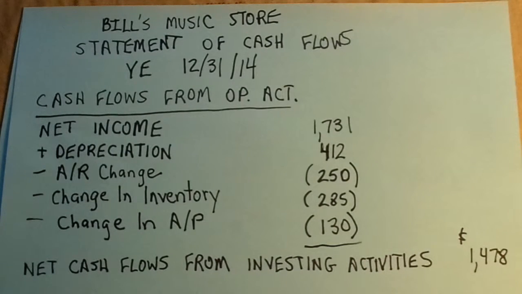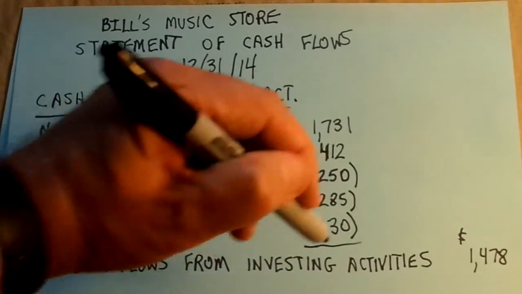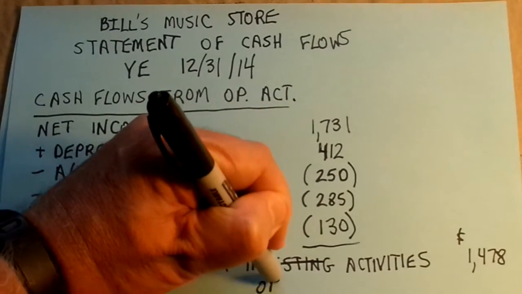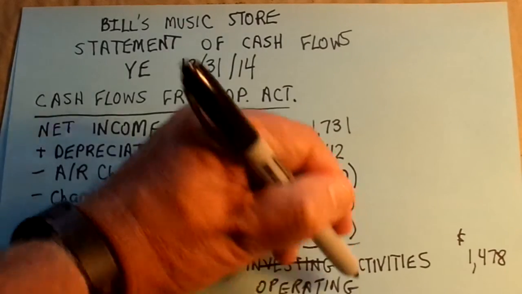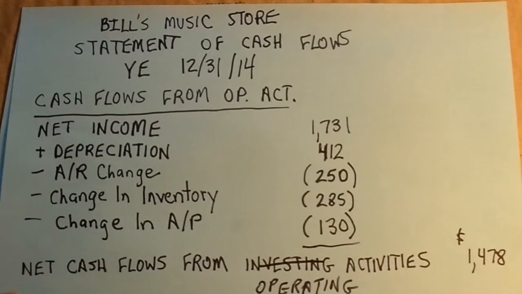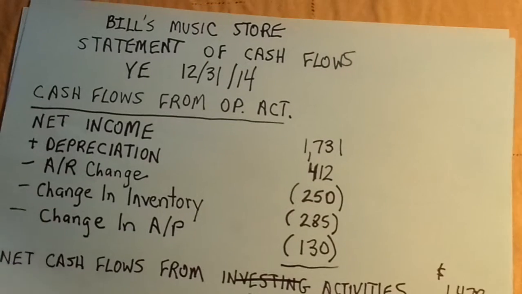Well, adding and subtracting everything to net income, adding the depreciation, subtracting the other things, leaves us a cash flows from investing activities section. And that's a misprint there. That should say cash flows from operating activities. I'm going to fix that as we talk. That's cash flows from operating. And the total is $1,478.